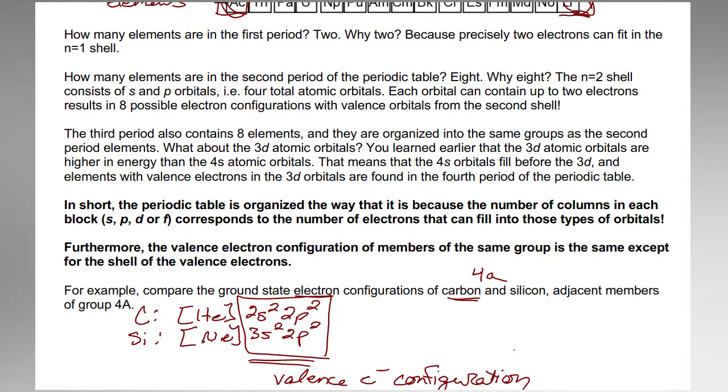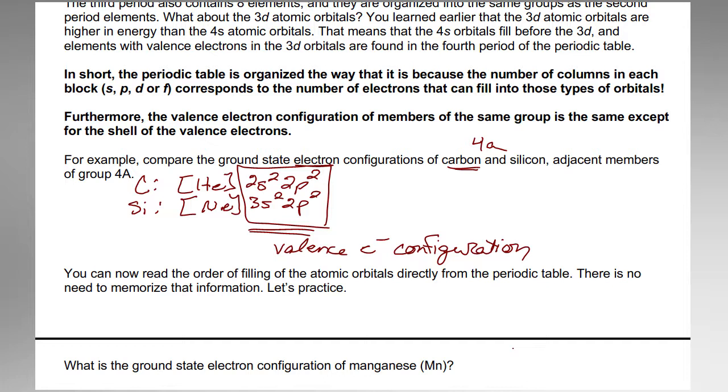So what we've learned in the last few minutes is the order in which the atomic orbitals fill can be predicted immediately using the periodic table. There's absolutely no reason to memorize the order in which atomic orbitals fill because you can read it straight off the periodic table. So let's go ahead and practice another element.